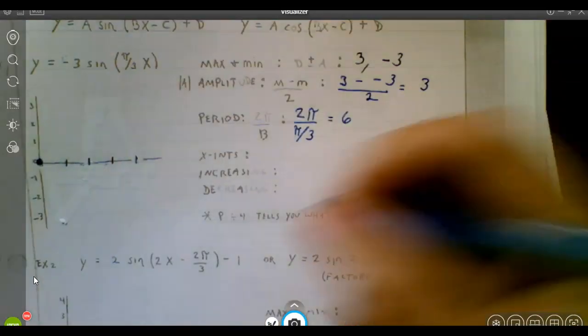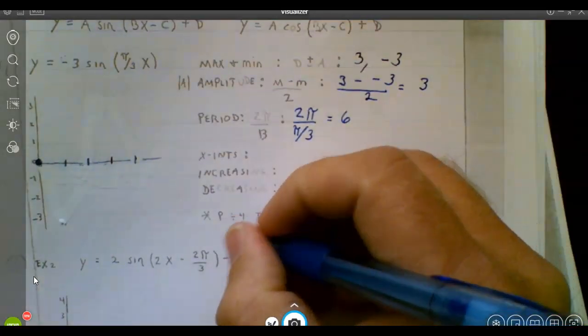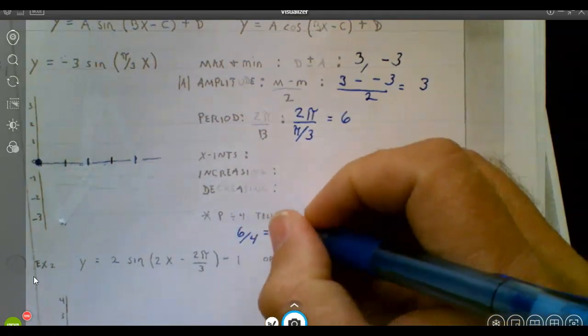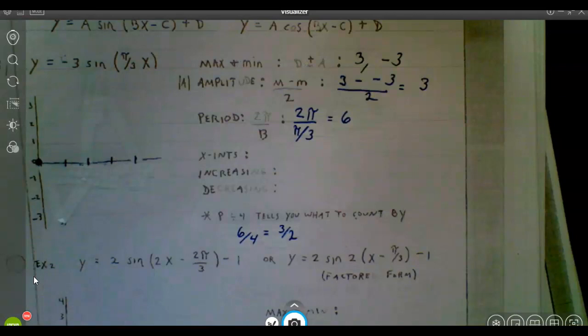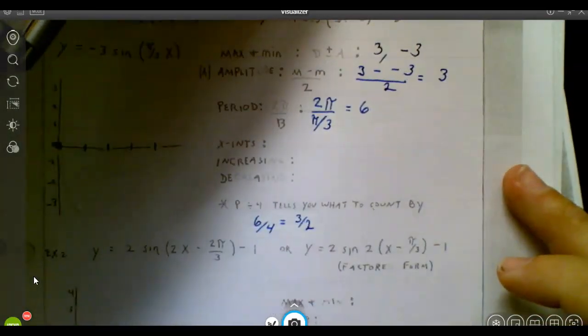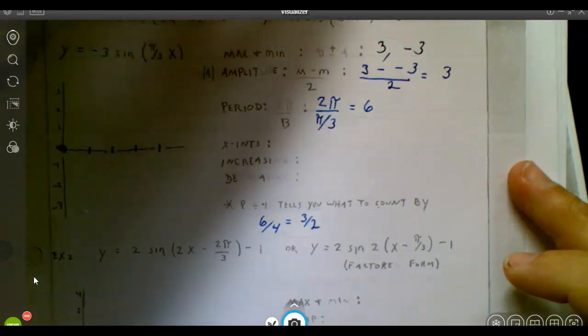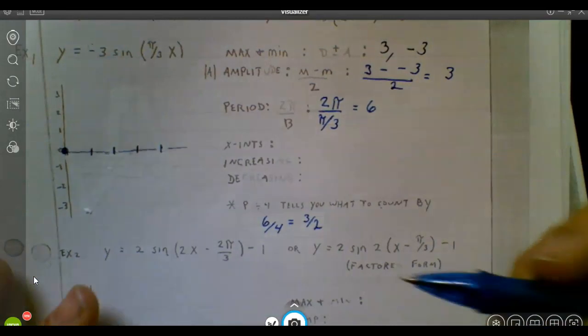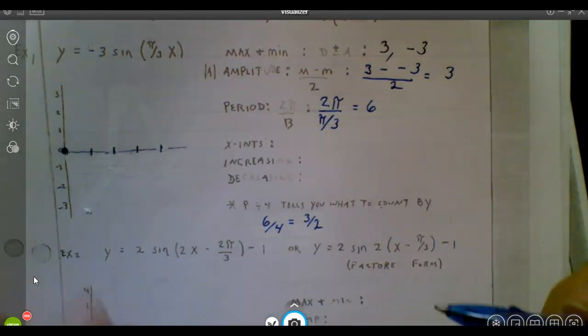But nonetheless, I'm going to take my period of 6 and divide that by 4. And so this tells me every 1.5 units, I should be making a mark. We could go by decimals. Typically you'll see these as fractions, but the decimal on this would still be fine because there's no pi involved. If pi is involved, we typically will keep it as a fraction.